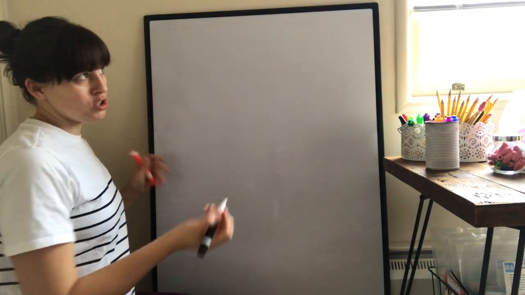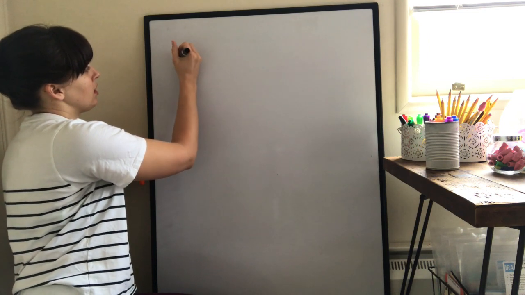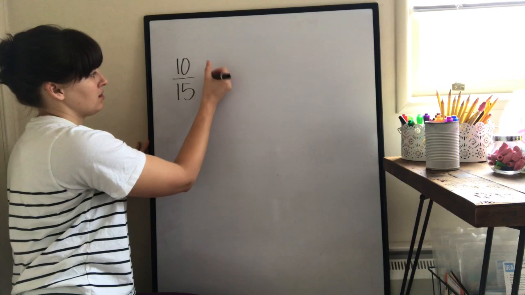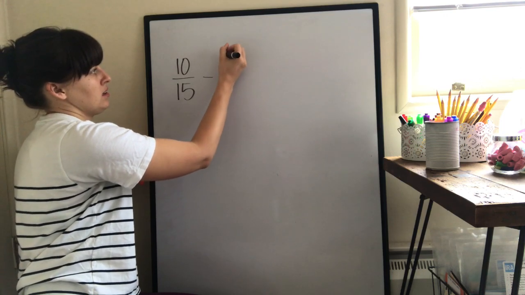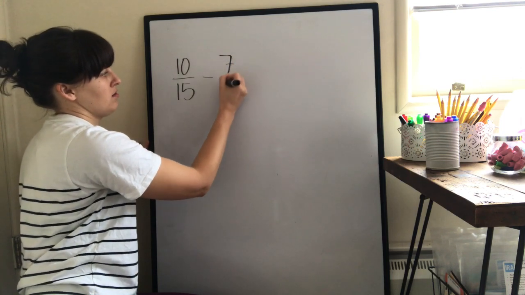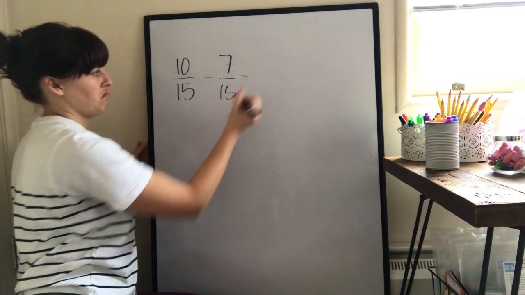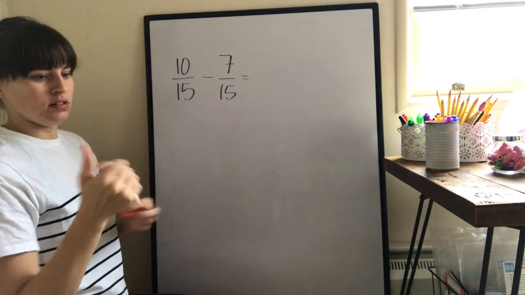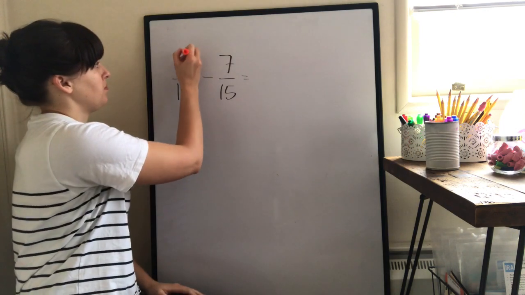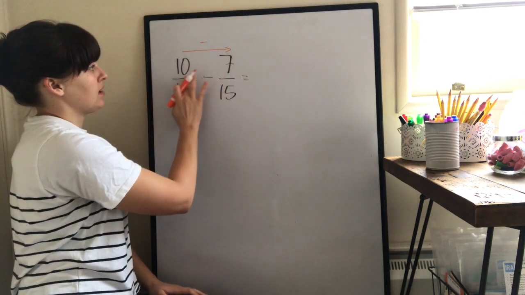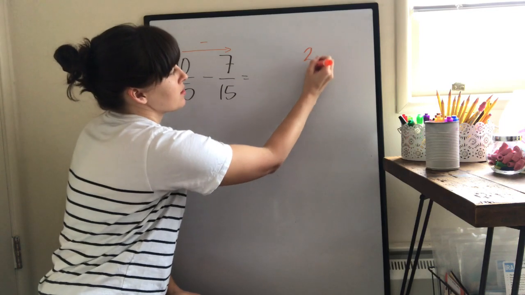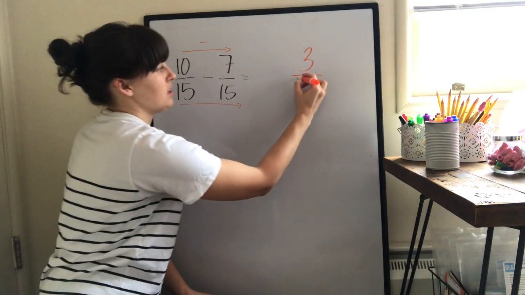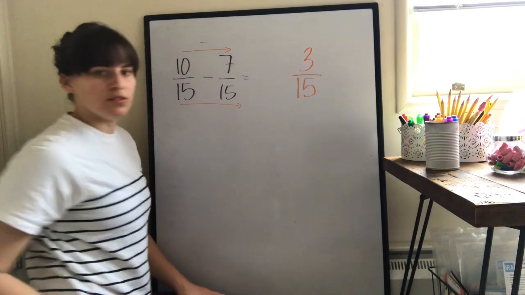All right, let's do 10/15ths minus 7/15ths. Okay? First, we're going to subtract the top. 10 minus 7 is 3. Now we're going to drag the bottom. 15 stays the same. 3/15.